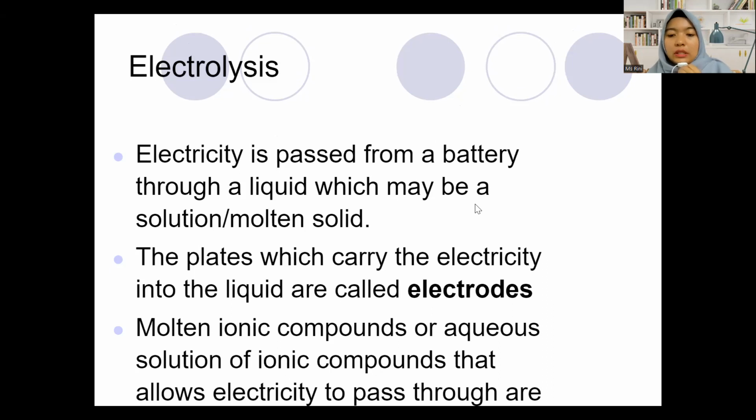The first one is electrodes. Electrodes are the plates that we use that can carry the electricity into the liquid. And then the liquid itself, we call the electrolyte. The electrolyte is the molten ionic compound or aqueous solution of ionic compounds that allows electricity to pass through it.